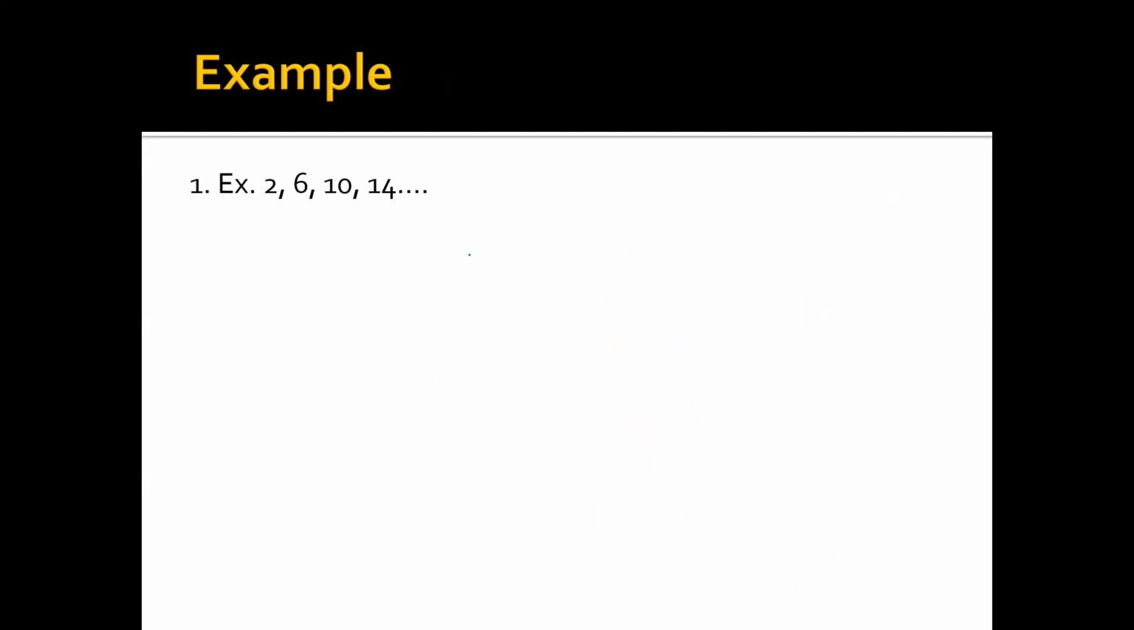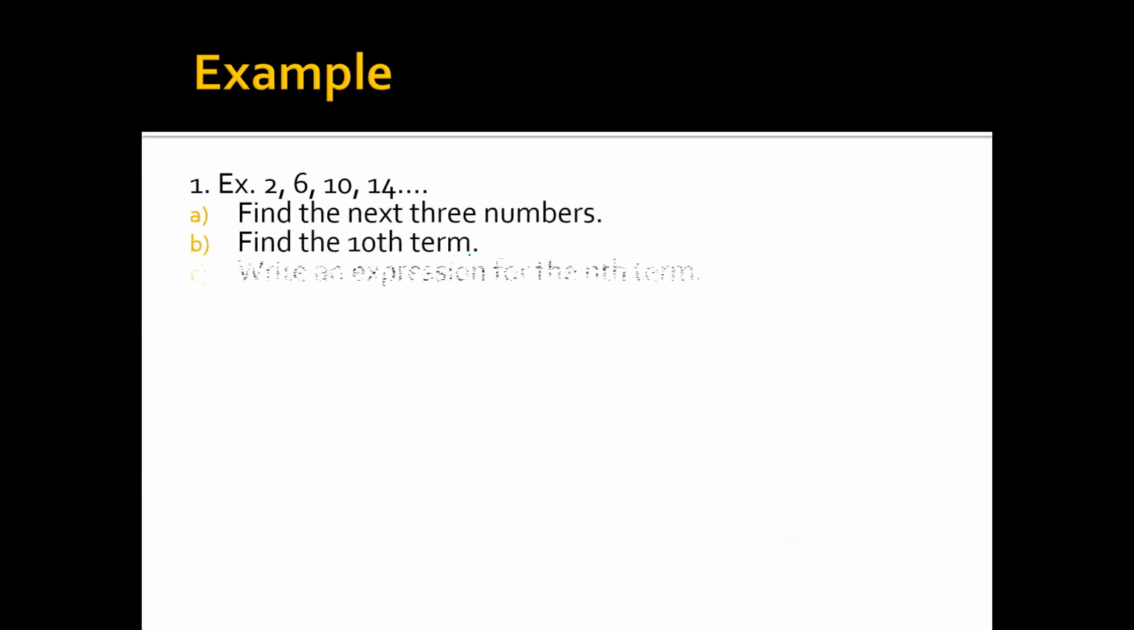So we have 2, 6, 10, 14, and so on. So first thing, what is the common difference? Find the next three numbers, find the 10th term, and then finally write an expression for the nth term. So let's start with the first part. The next three numbers, obviously, we're just going to keep adding whatever the common difference is, which is 4. Pretty simple so far. So if I want to find the next three terms, I simply add 4 each time, and that gives me 18, 22, 26.